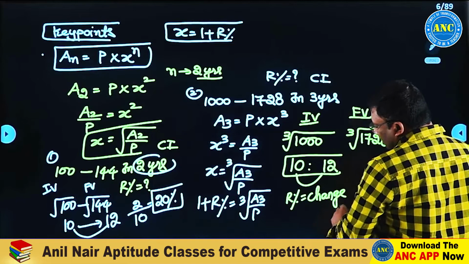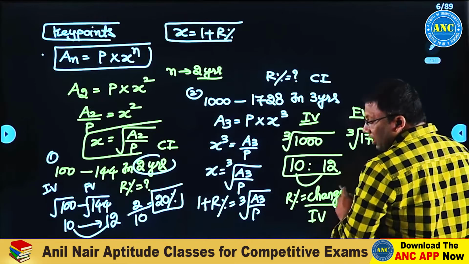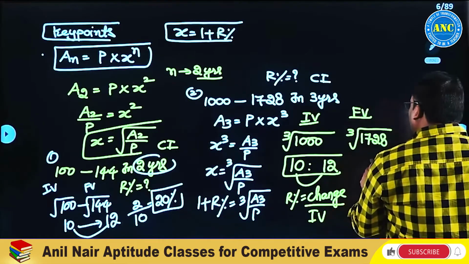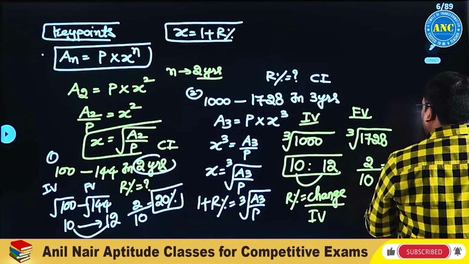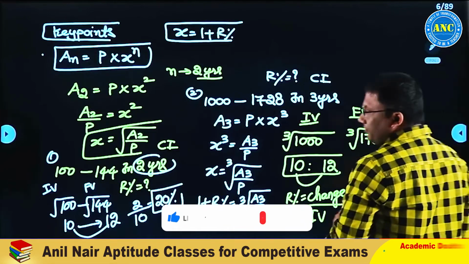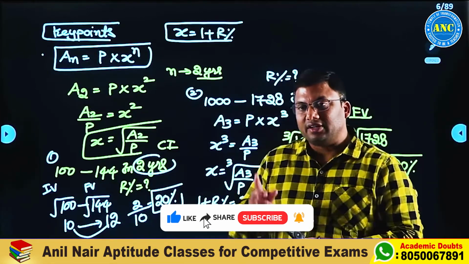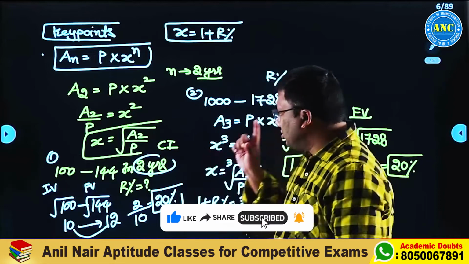Initial value, it is the principal. Change is 2 on 10. 2 on 10 is 1 by 5. 1 by 5 value is 20%.